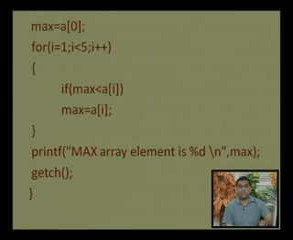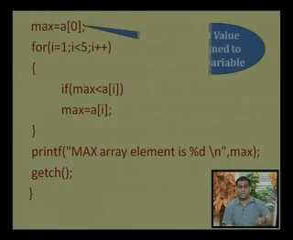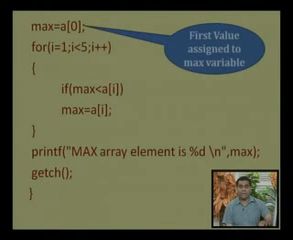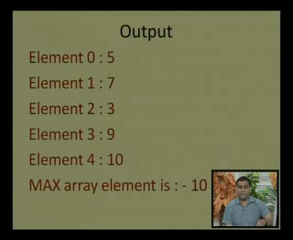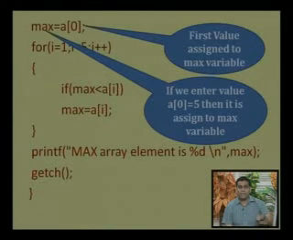Now see, max equal to a of 0, that is the main point. So what will happen, whatever was entered as a of 0 will be assigned to the max variable. So the first value, that is element 0, is 5. So now max has the value 5.